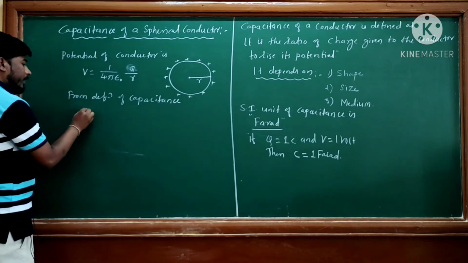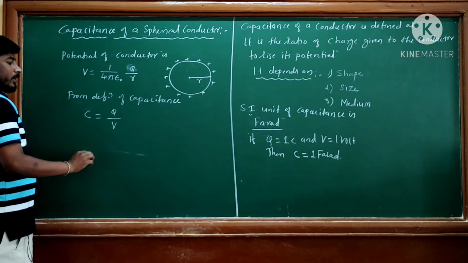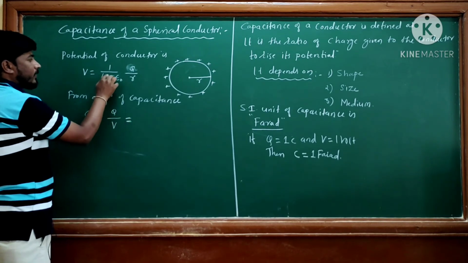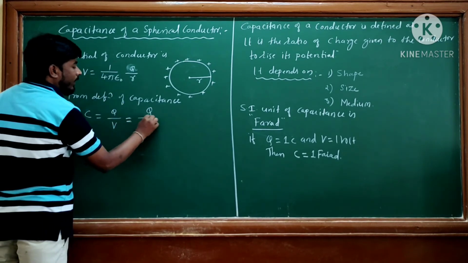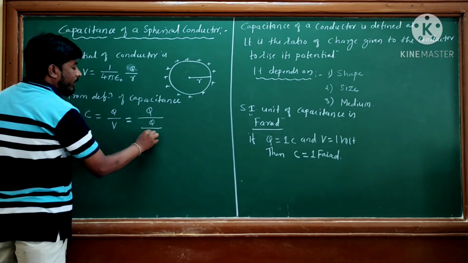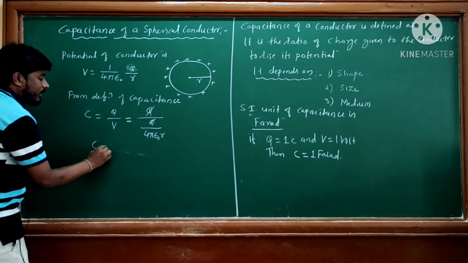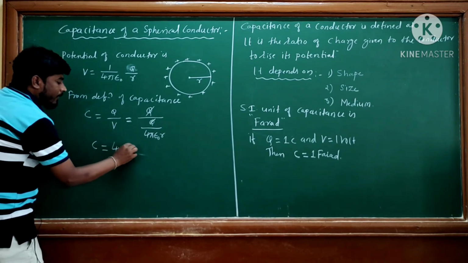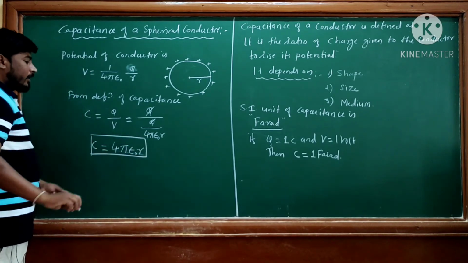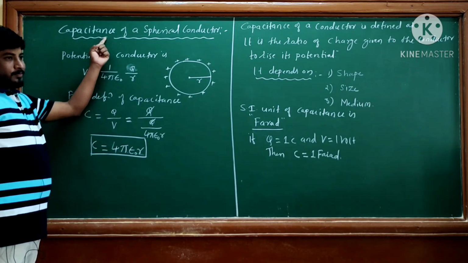From the definition of capacitance, we have C is equal to Q divided by V. Now I will substitute the value of V here. The value of V is Q divided by 4 pi epsilon naught R. So this Q gets cancelled. What remains here? C is equal to 4 pi epsilon naught R. This is the capacitance of the spherical conductor.